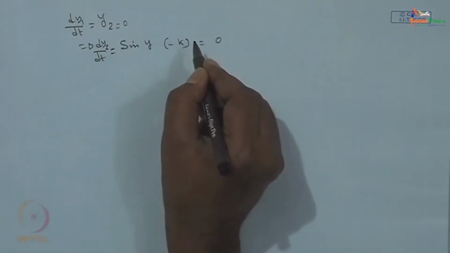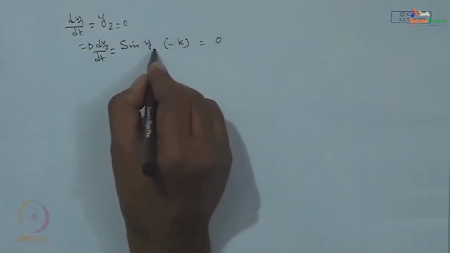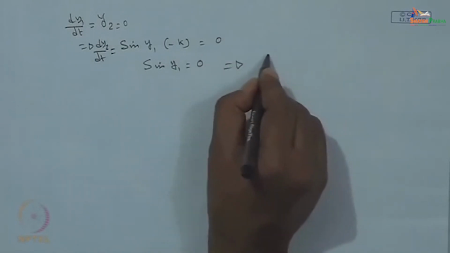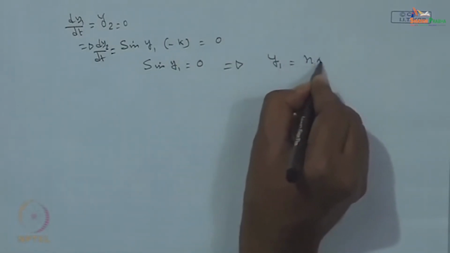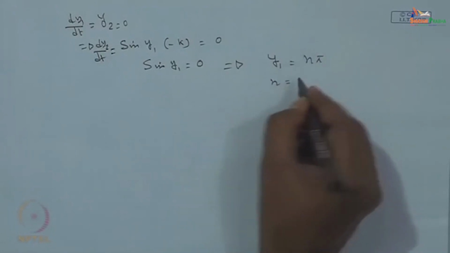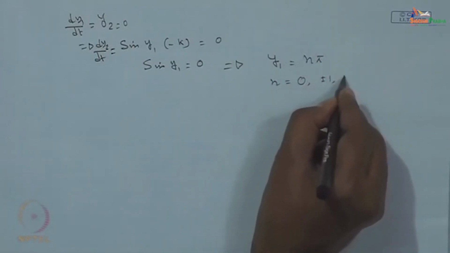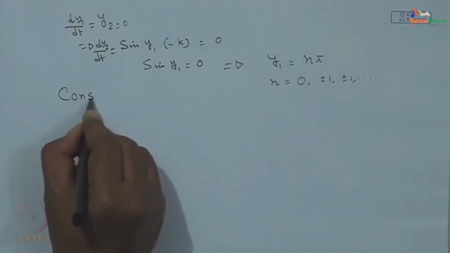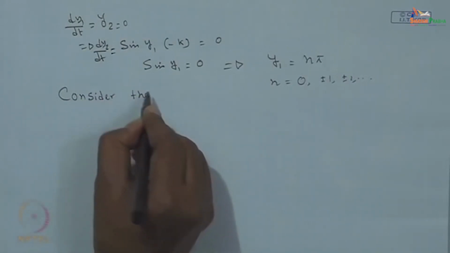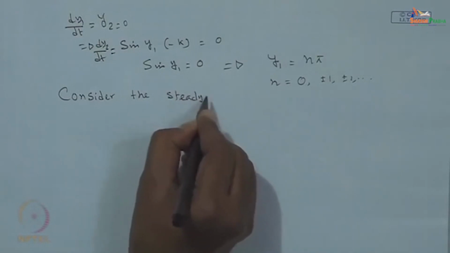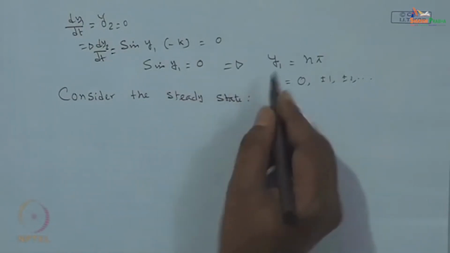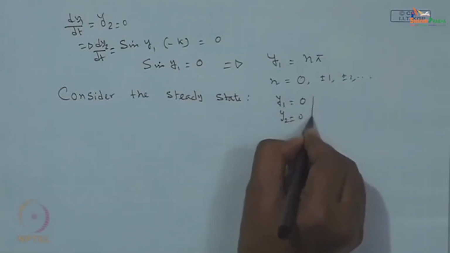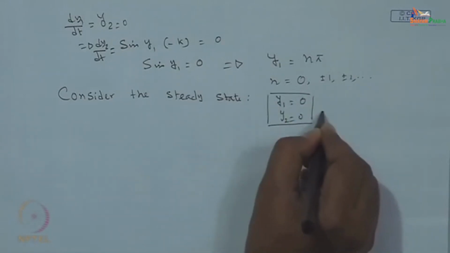Now, k being a non-zero constant, sin y1 is equal to 0 and the solution is y1 equal to n pi, where the index n runs from 0, plus or minus 1, and so on. Now, consider the steady state represented by y1 equal to 0 and y2 equal to 0. So, these are the steady states of this problem.